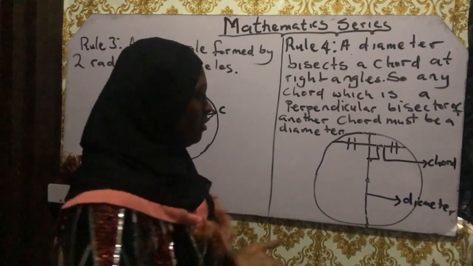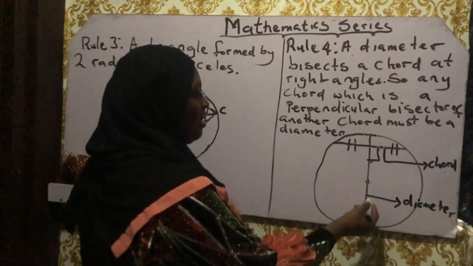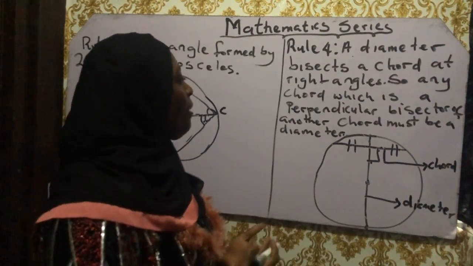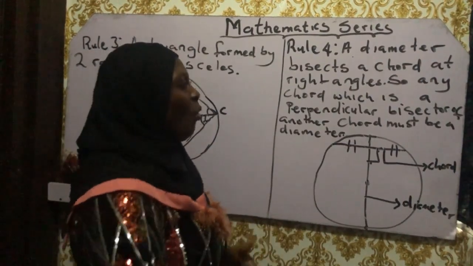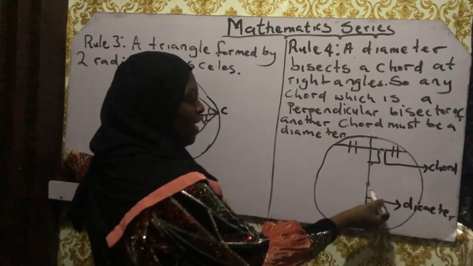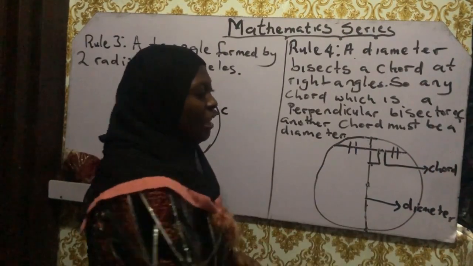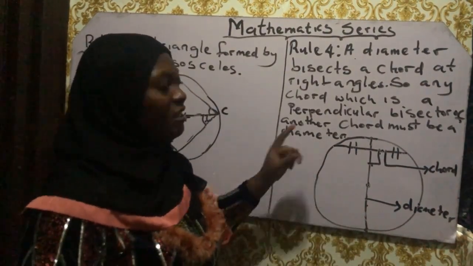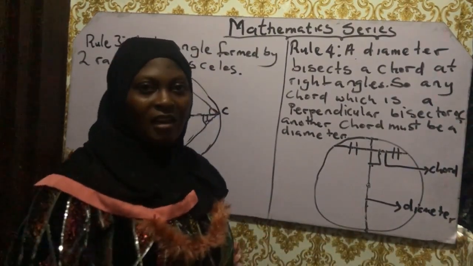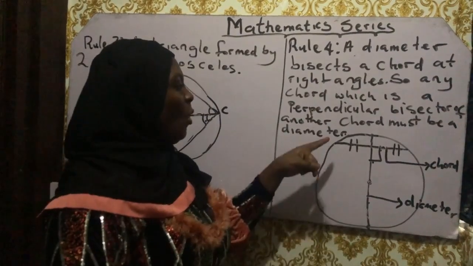What is a perpendicular bisector? Because you can also consider the diameter as a chord, and it is actually bisecting this other chord here. So any chord which is a perpendicular bisector of another chord must be a diameter. So here is a chord bisecting another chord. And this one is a diameter. Why is this one considered a diameter and this one is not considered a diameter? This one is considered a diameter because it passes through the center, and it is actually bisecting this chord. This chord is a perpendicular bisector of another chord.